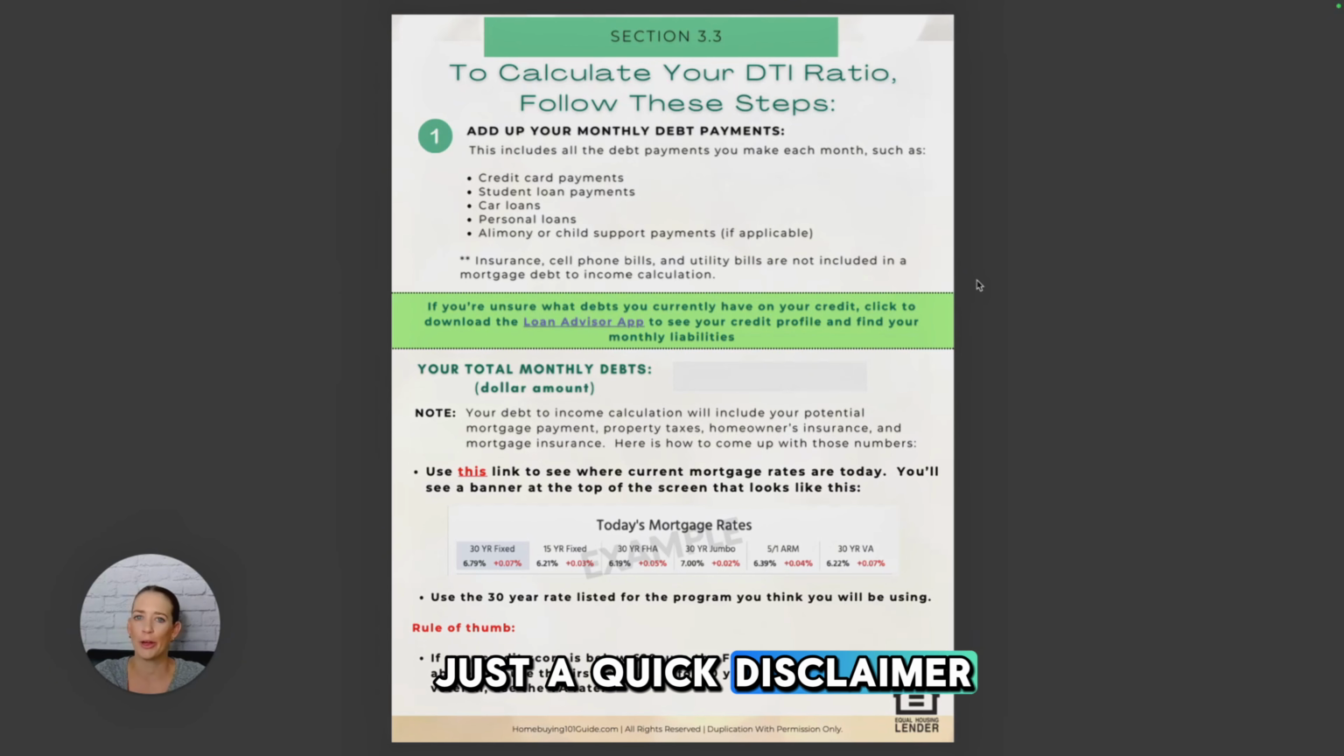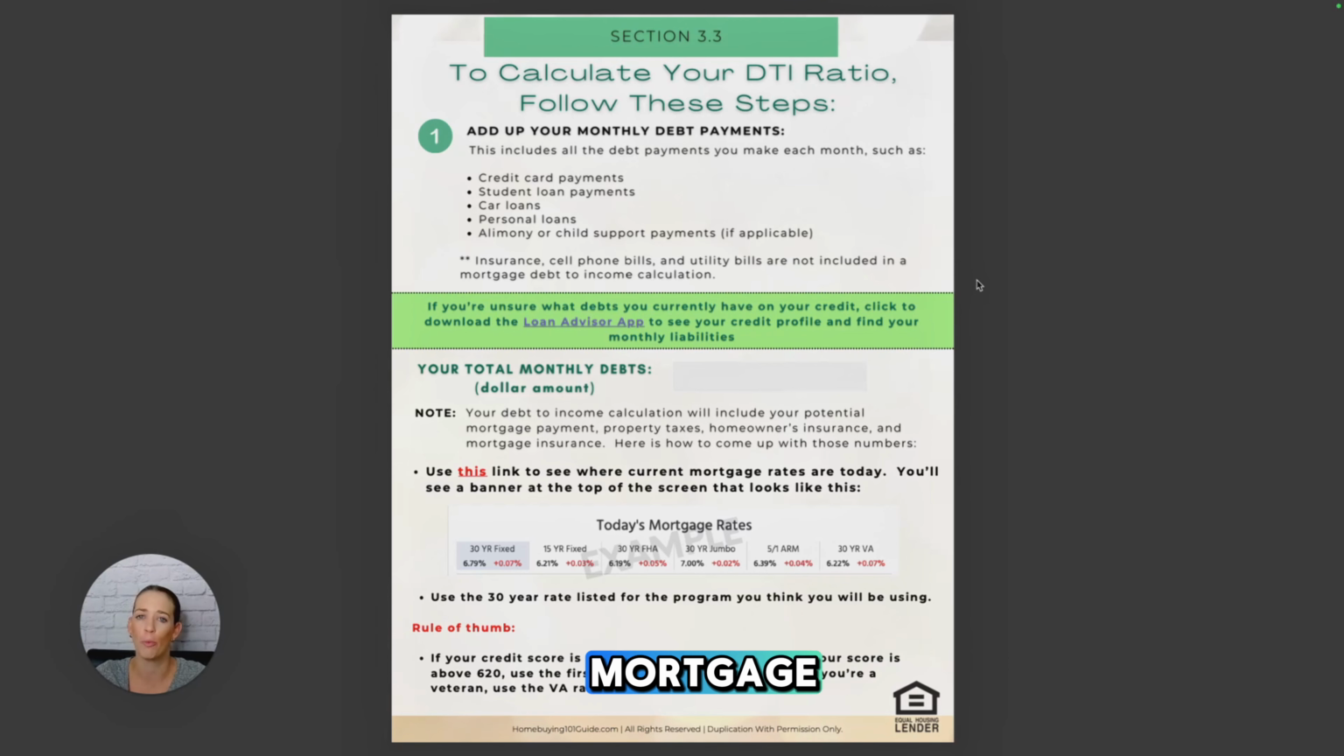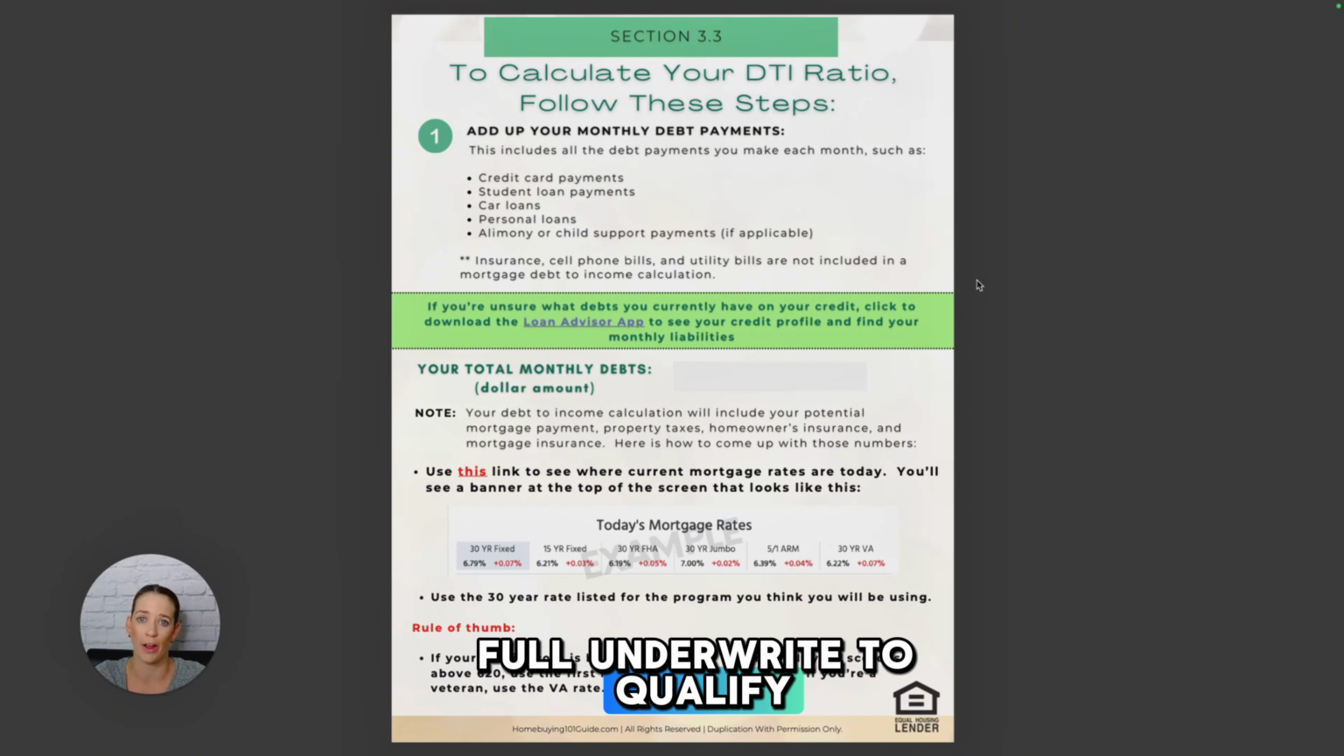Just a quick disclaimer here, just because you calculate this ratio and it seems like it's in the right range, that doesn't automatically guarantee you're going to get qualified for your mortgage. Every lender has different requirements, and there's a lot of other factors that go into the qualification process. So I just wanted to give you a heads up that this is a great tool to prepare yourself, but you'll still have to get with a licensed loan originator to do a full application and go through a full underwrite to qualify for your mortgage.